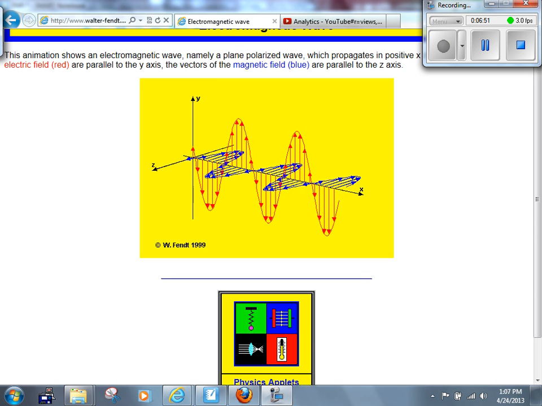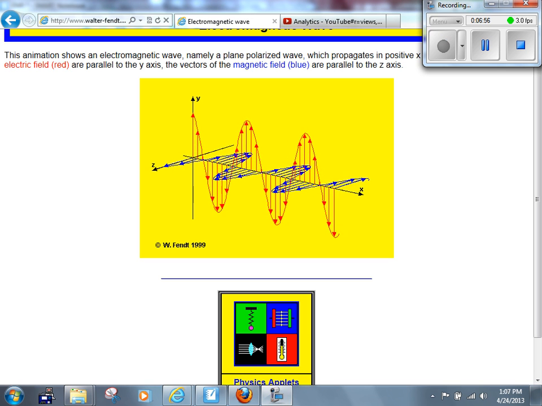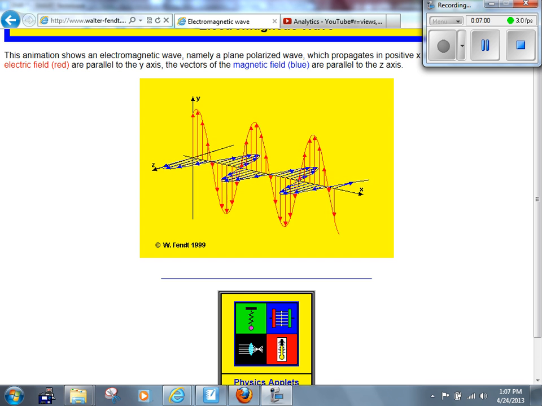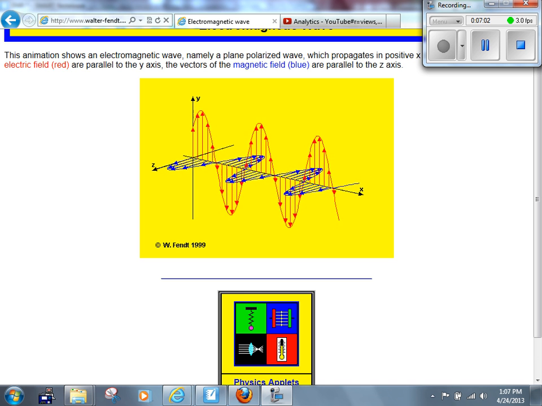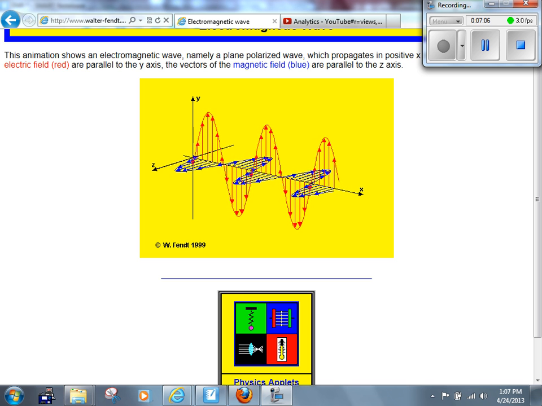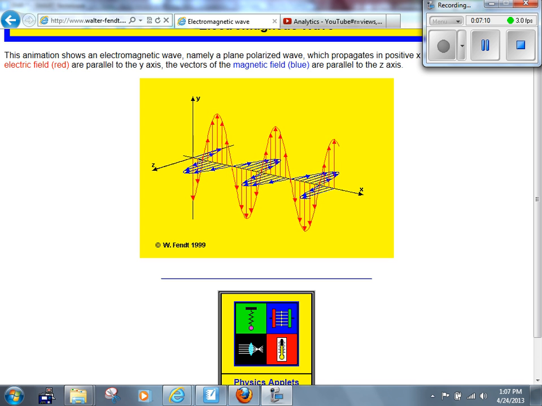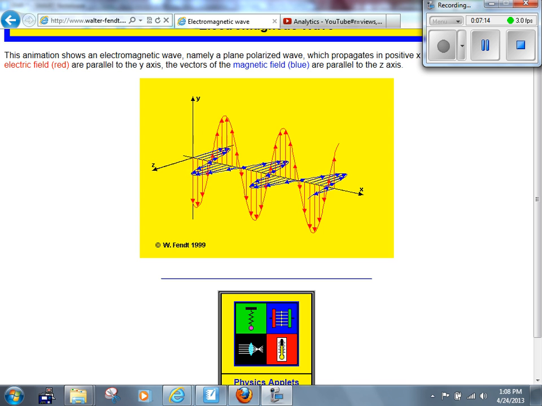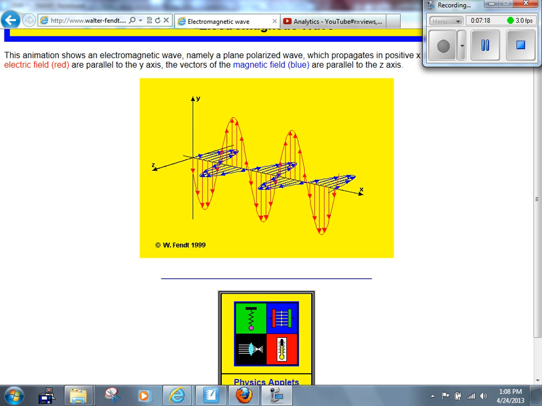Let's take a look at the applet that we see up on the screen here now. This shows us the production of this electromagnetic wave. Where the X, Y, and Z axis intersect, that's essentially where the charged particle is accelerating. As that charged particle accelerates, it generates a changing electric field, which is represented by the red here. It also generates a changing magnetic field, which is represented by the blue. Now you can see that that red wave is moving and the blue wave is moving.